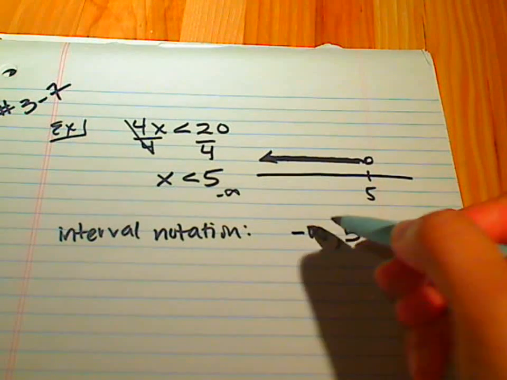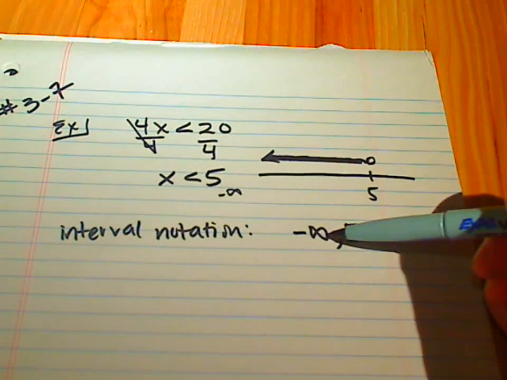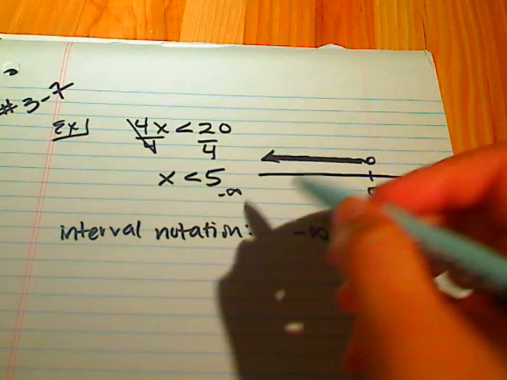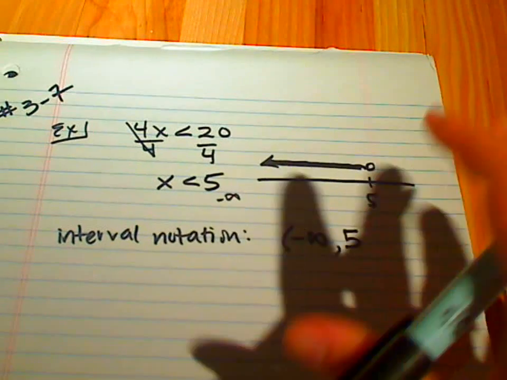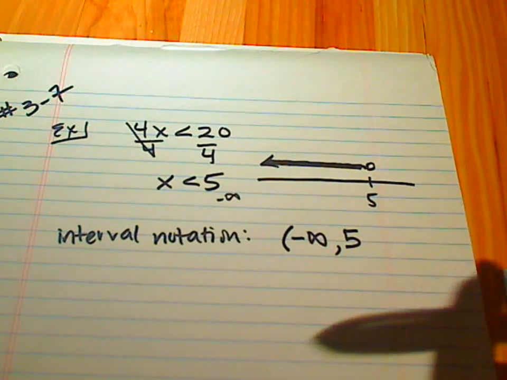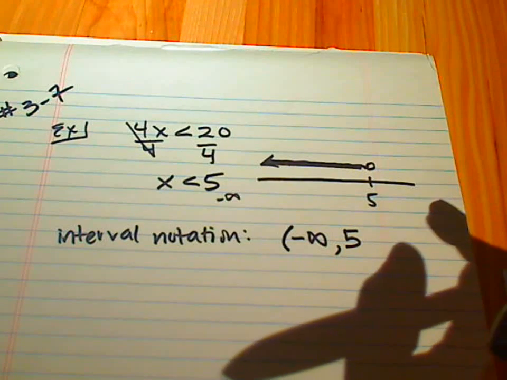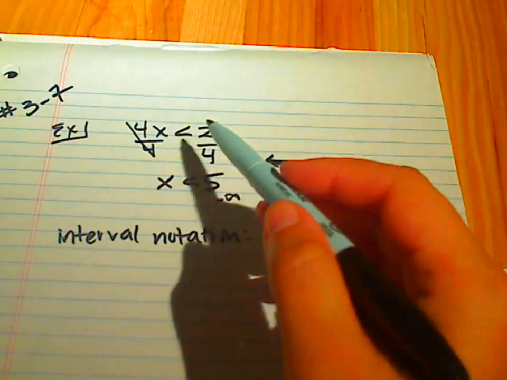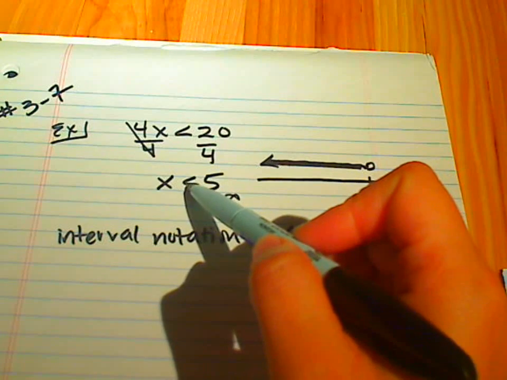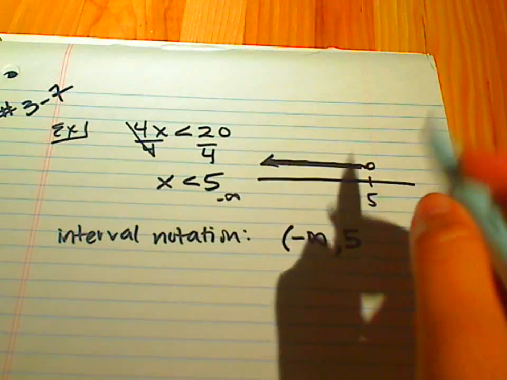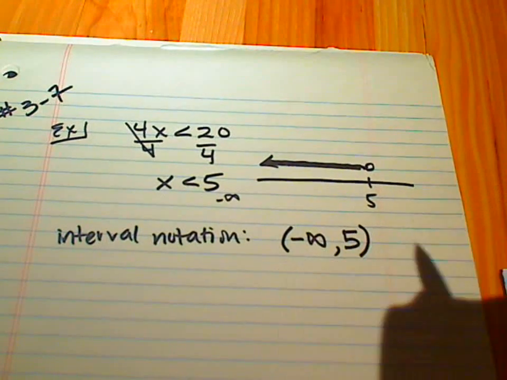Now anytime you have an infinity symbol, whether positive or negative, it always gets a parenthesis next to it because there's not a specific ending point. And on this one, because this is a less than, if you looked at video 1 and 2, we would also have a parenthesis around that.